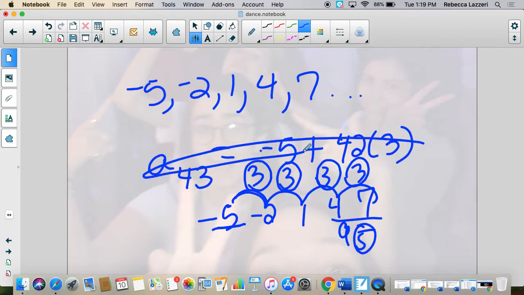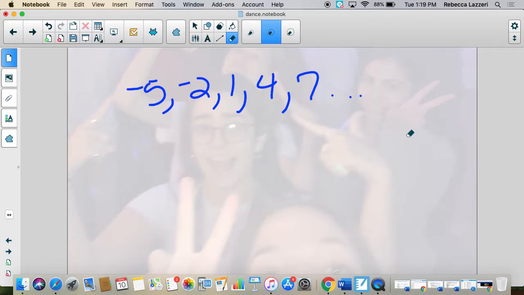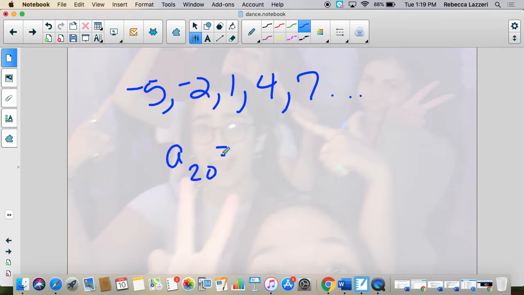Let's use the same sequence. It's called a sequence. It's separated by commas. So find this one: a sub 20, for the same sequence. See if more of you can get it this time. You're all around it. See if you can get it.